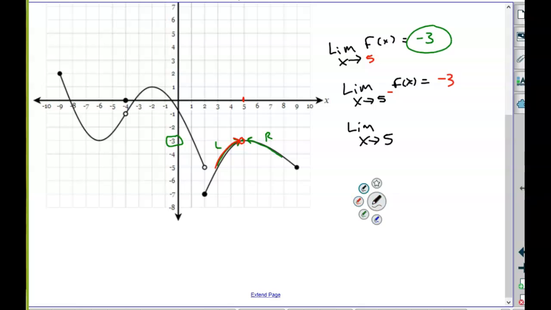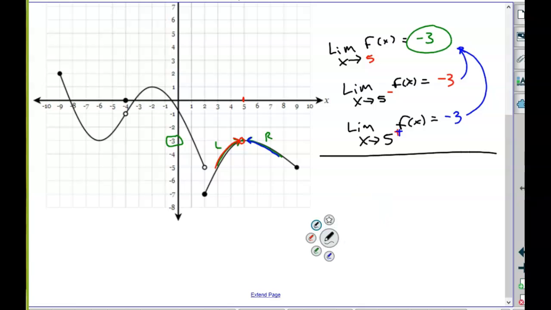Likewise, what if I approach from the right-hand side? Maybe I'll do that in blue. So if I approach from the right-hand side, it's the same value. Which means if the left-hand side and the right-hand side are the same, then the two-sided limit exists. Now, that's a special point because this part of the graph is continuous.